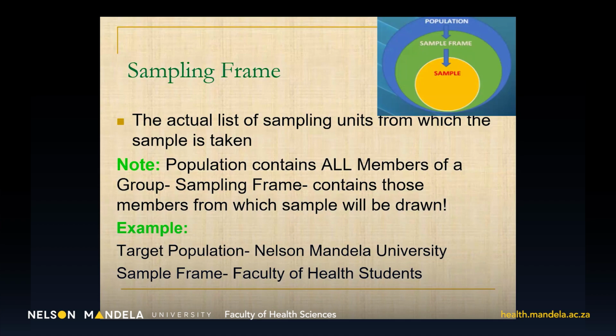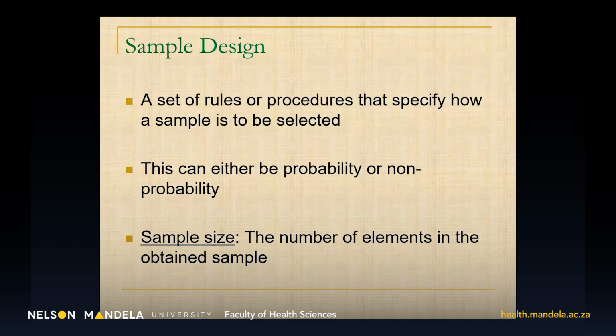I'm doing a study on university students, Nelson Mandela University students. That is my target. I'm targeting Nelson Mandela University students in terms of their recreational activities. But I want to look at the health science students. So I'm going to health science students, but I can't cover all the health science students. I will sample from health science. So health science students is the sampling frame. I'm sampling from health science students, but the bigger target population is Nelson Mandela University students. I hope that makes sense.